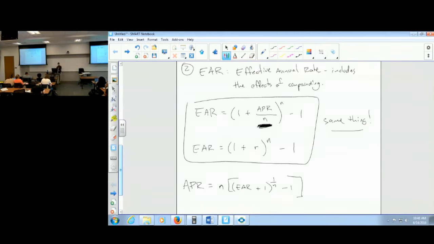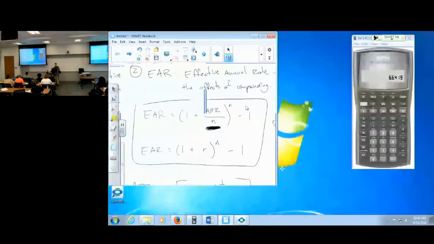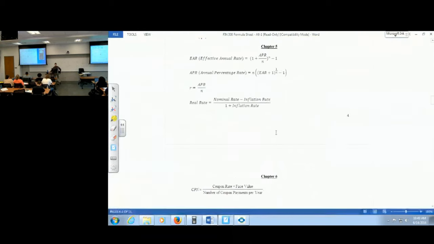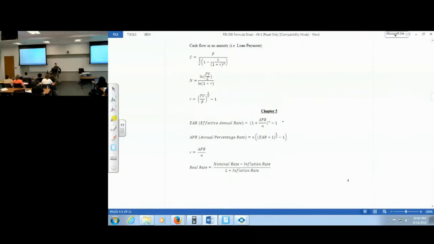Which one you use just depends on what information you're given and what you're asked to give back. And none of these are formulas you have to memorize. You have all of them right here, in the chapter 5 section on the formula sheet.